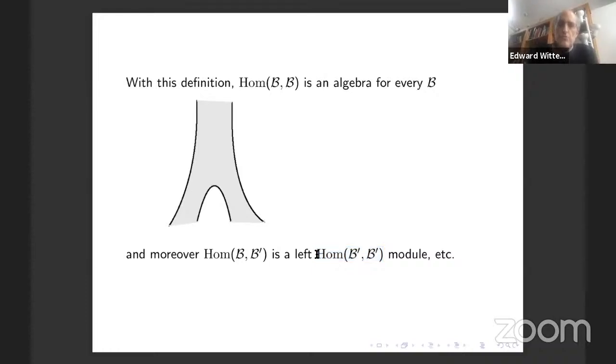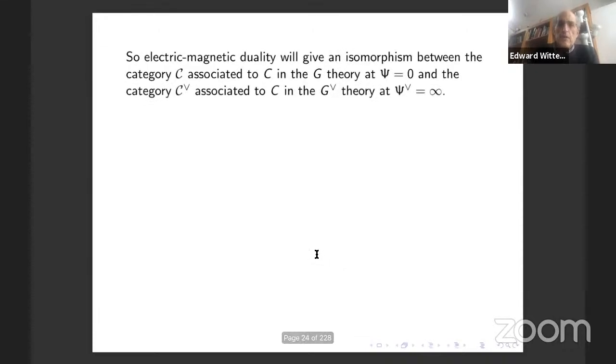I know on YouTube you can find videos explaining that the axioms of category theory can be captured by two-dimensional pictures like I'm drawing. I'm not giving a complete explanation, I'm just drawing some of those pictures. So electromagnetic duality will give an isomorphism between a category curly C associated to a two-manifold C in the G theory at psi equals 0, and a dual category associated to C in the dual theory at psi dual equals infinity.